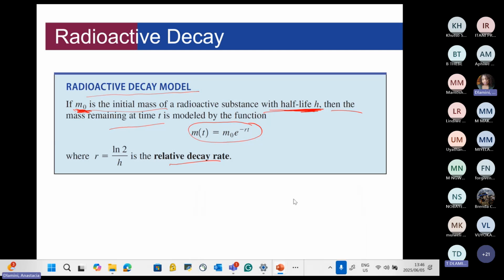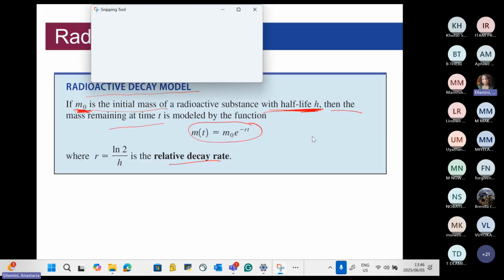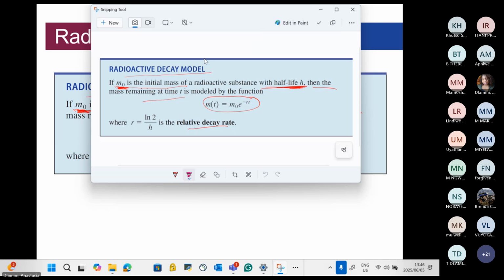Let me cut this formula and put it somewhere, because I can hear your aunties. Please mute. Thank you.